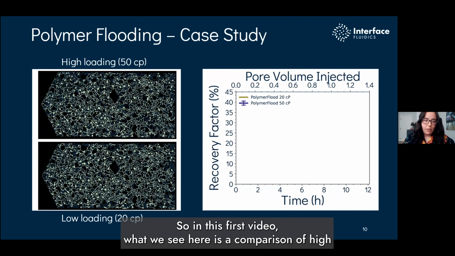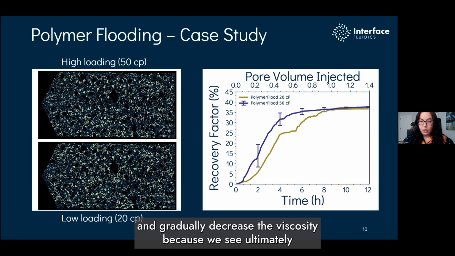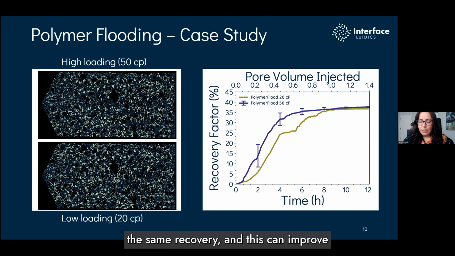But what we did see is that the high loading polymer clearly increases the rate of production and has significantly higher production in the first few pore volumes. So what this shows is there are a few options in the field. One option is to start with a high viscosity polymer and gradually decrease the viscosity, because we see ultimately the same recovery. This can improve the economics of a polymer flood.